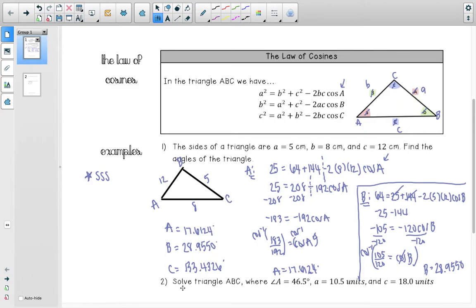Side C is the longest side, so it should have the largest angle. A has the smallest side, so it should have the smallest angle. And then this is in the middle, and that's the case. So that's kind of like a way to check yourself. If those don't follow that pattern, like in the last section, then something's off.